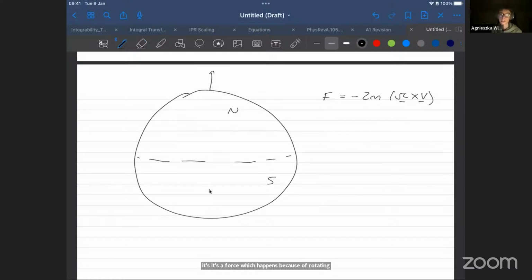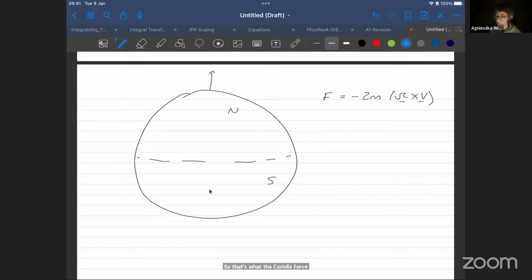Like the centripetal force, it's not a force which is actually there. It's a force which you feel because of the fact that you are traveling, rotating, or going in a circle. So it's a force that you feel because you're spinning. It's not a real force like gravity or whatever. It's just a force that you feel by virtue of the fact that you are on the surface rotating. So that's what the Coriolis force is.